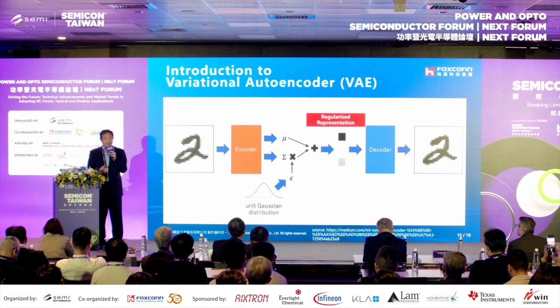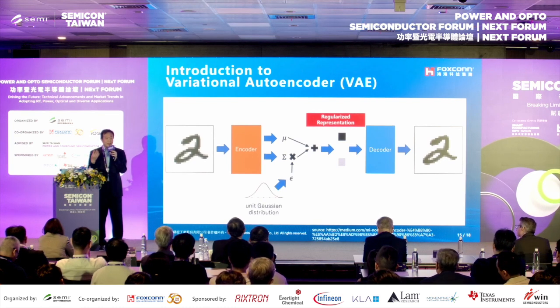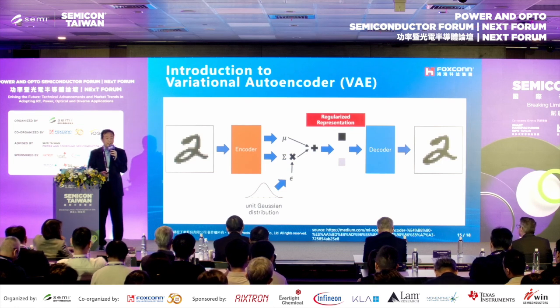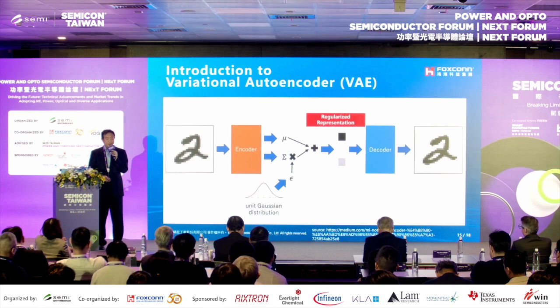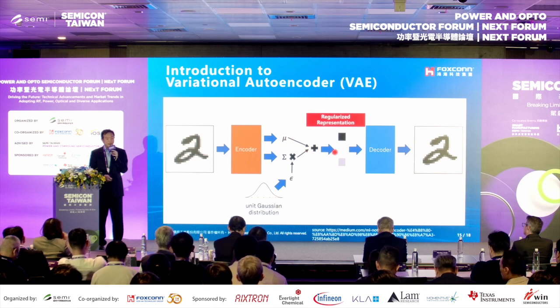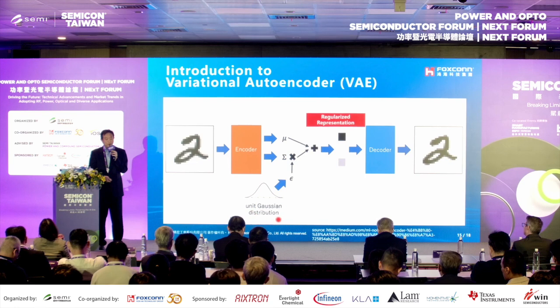After we have the autoencoder, some clever scholars came up with a new idea called the variational autoencoder. The variational autoencoder puts another constraint on the distribution of the Z vector, so that it falls within the unit Gaussian distribution.